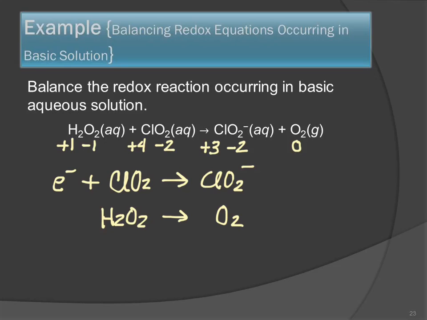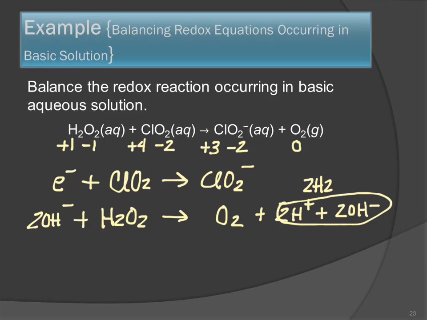So we balance hydrogens by adding hydrogen ions. And then we're going to add hydroxide ions to neutralize those, because it says in basic solution. So however many hydrogen ions you have, you're going to add that many hydroxide ions to both sides. So I'm going to add 2 OH minus on that side, and 2 OH minus on that side. When you put hydrogen ions and hydroxide ions together, they form water. So this right here is 2H2O.